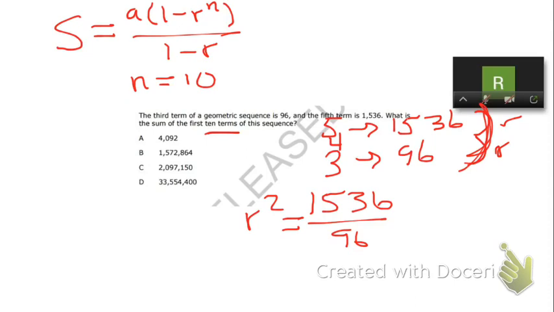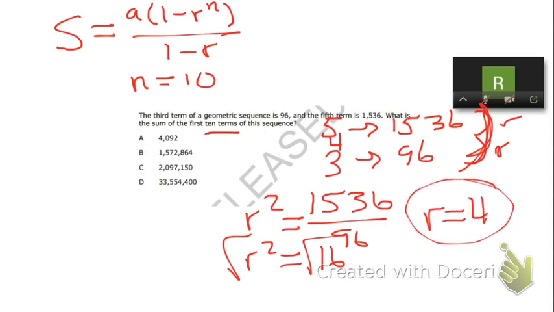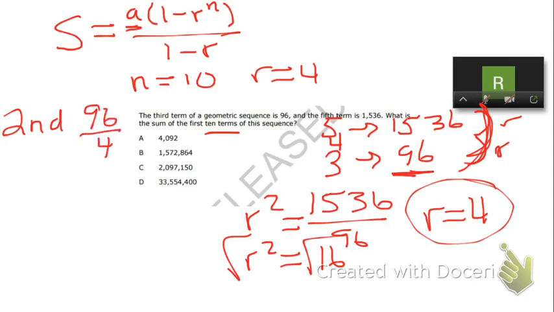So when you take that and divide it out, we get 16. So to find my r, we square root. So we should all know that r is 4 now. So r equals 4. Now we just need to know the first term. So to find the second term, instead of multiplying by 4 from 96, we take 96 and divide it by 4.